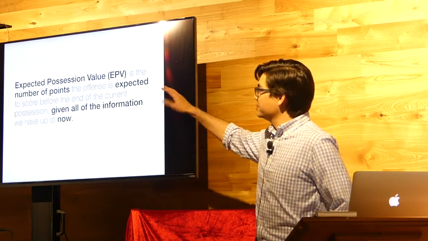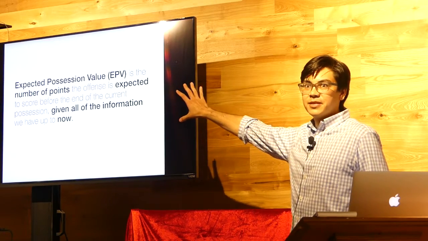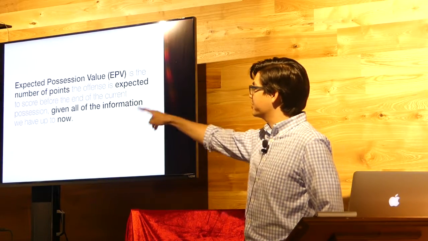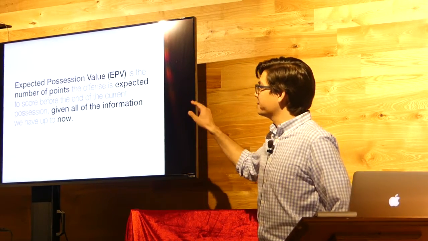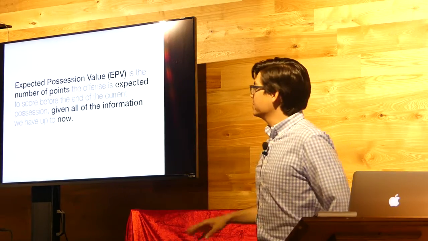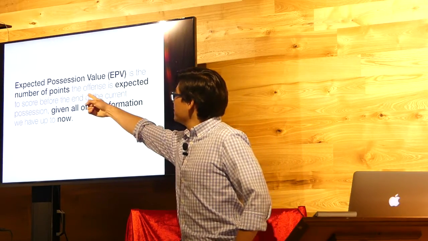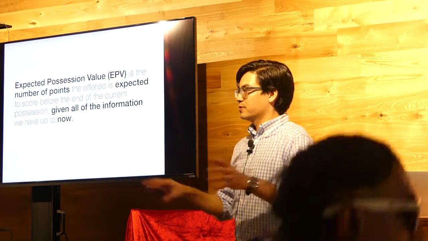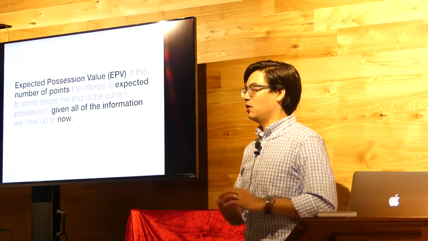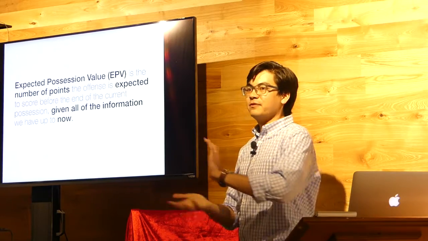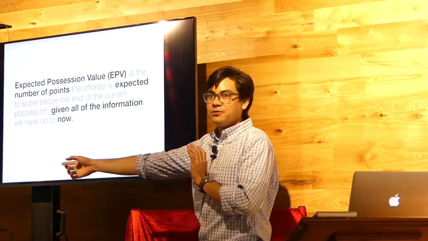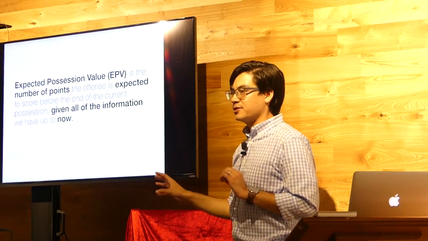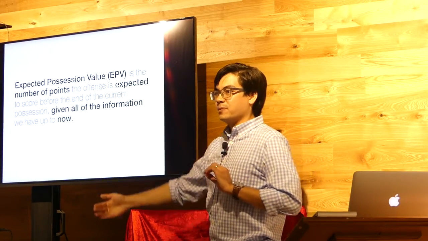Okay, so I think everyone sort of understands the expected possession value idea, that it's the number of points the offense is expected to score by the end of the current possession, given all the information that we have now. If you think fatalistically, all uncertainty is just the fact that we don't have enough information to know exactly what's going to happen in the future. This is sort of a fixed event. The only thing that's changing over the course of the possession is how much information we have about that event.